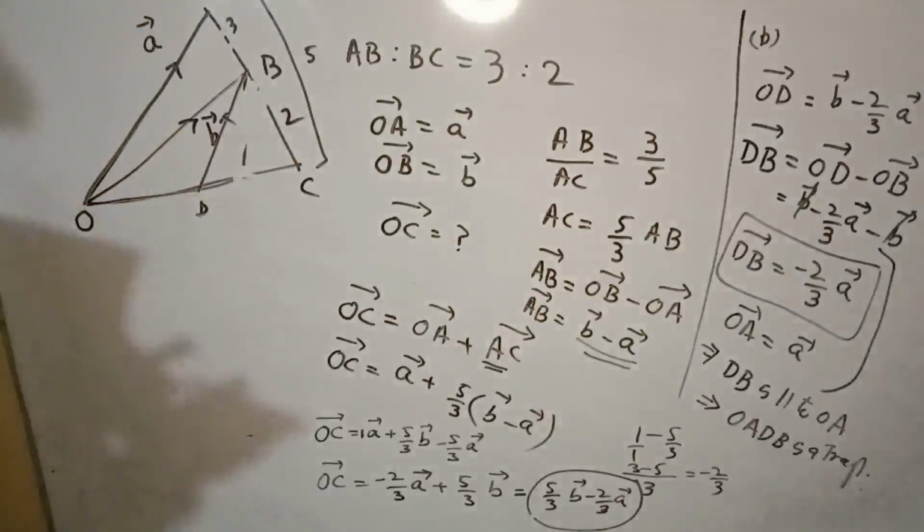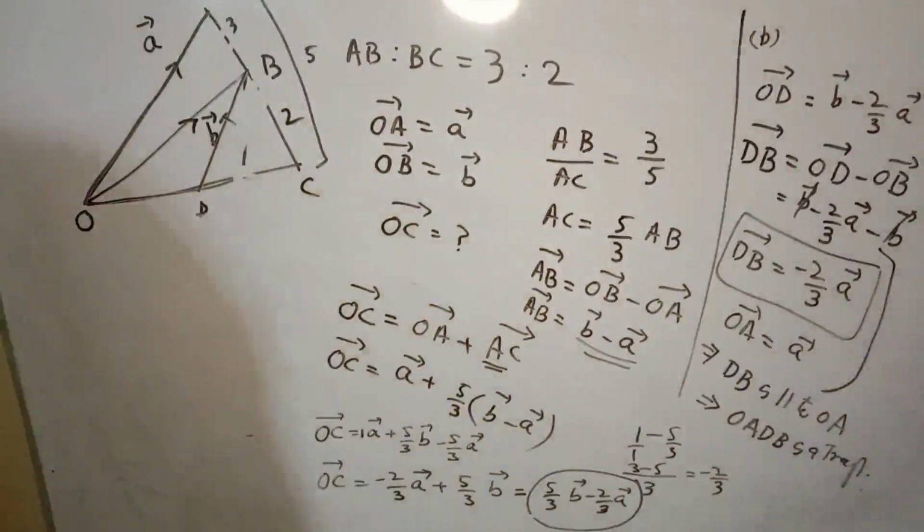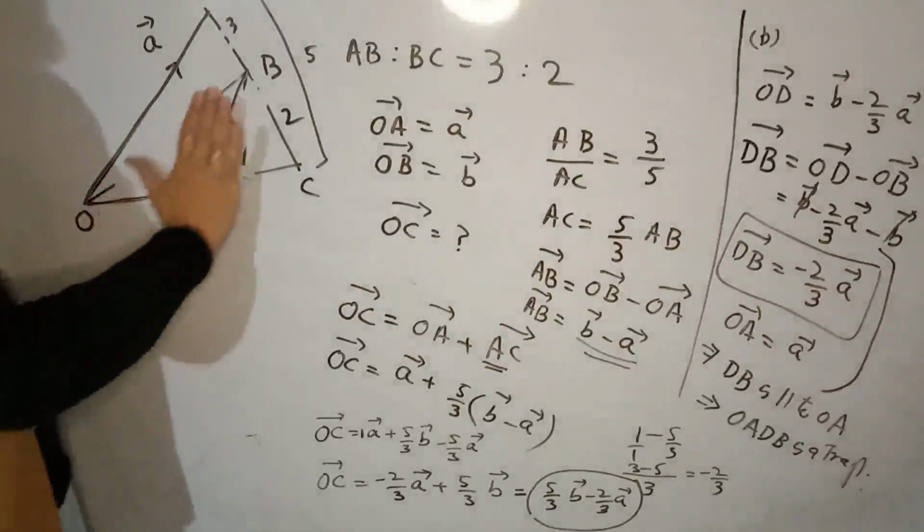Therefore, two sides are parallel and two sides are not parallel. When two sides of a quadrilateral are parallel and two are not parallel, then it shows that that quadrilateral is a trapezium. And here we have proved that DB is parallel to OA. Therefore, OABD is a trapezium as shown in this figure.